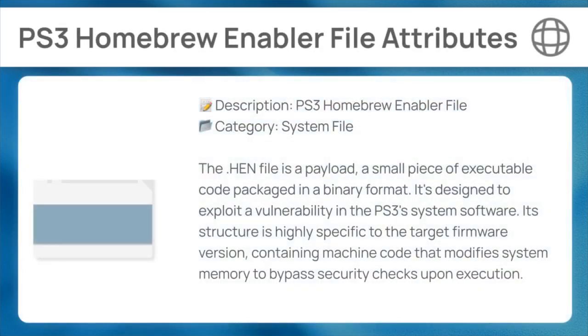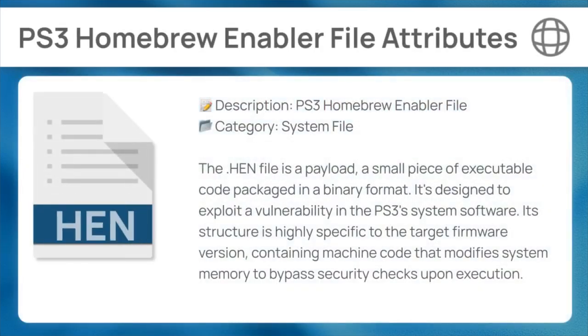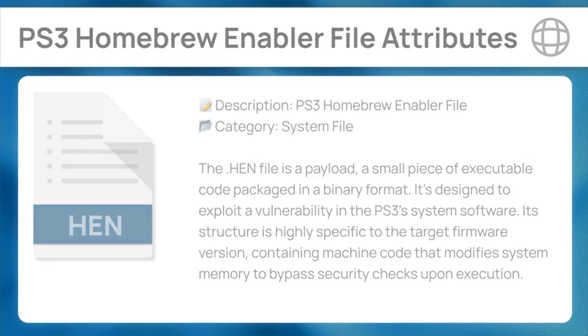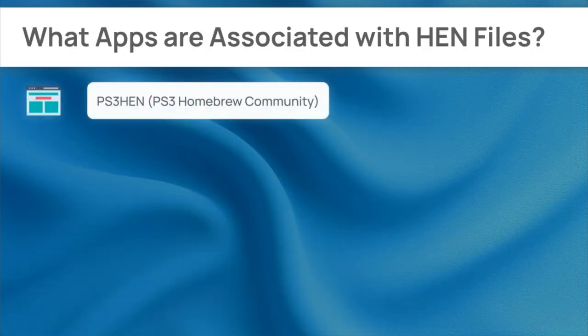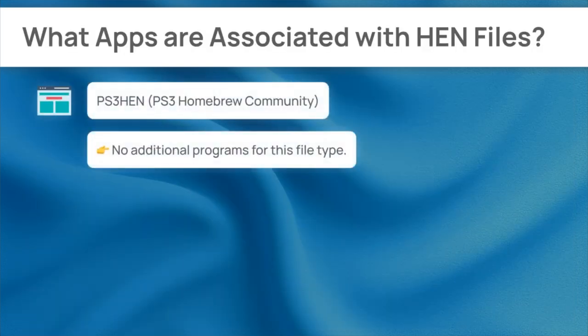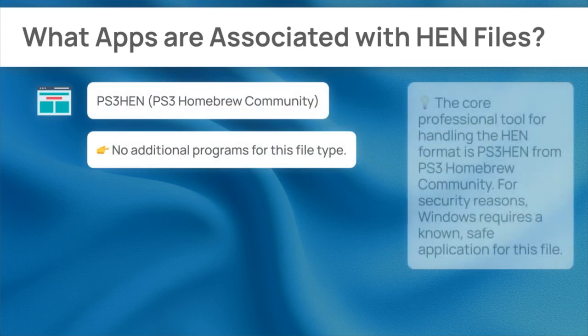The .HEN file is a payload, a small piece of executable code packaged in a binary format. It's designed to exploit a vulnerability in the PS3 system software. Its structure is highly specific to the target firmware version, containing machine code that modifies system memory to bypass security checks upon execution. This HEN file is handled by the industry standard tool PS3 HEN from the PS3 Homebrew community.